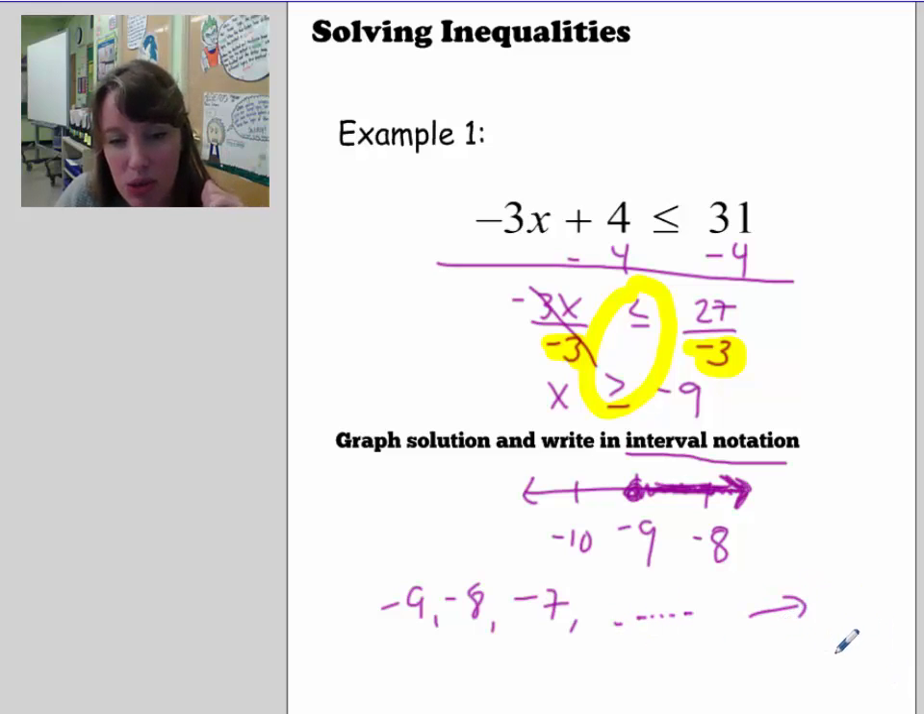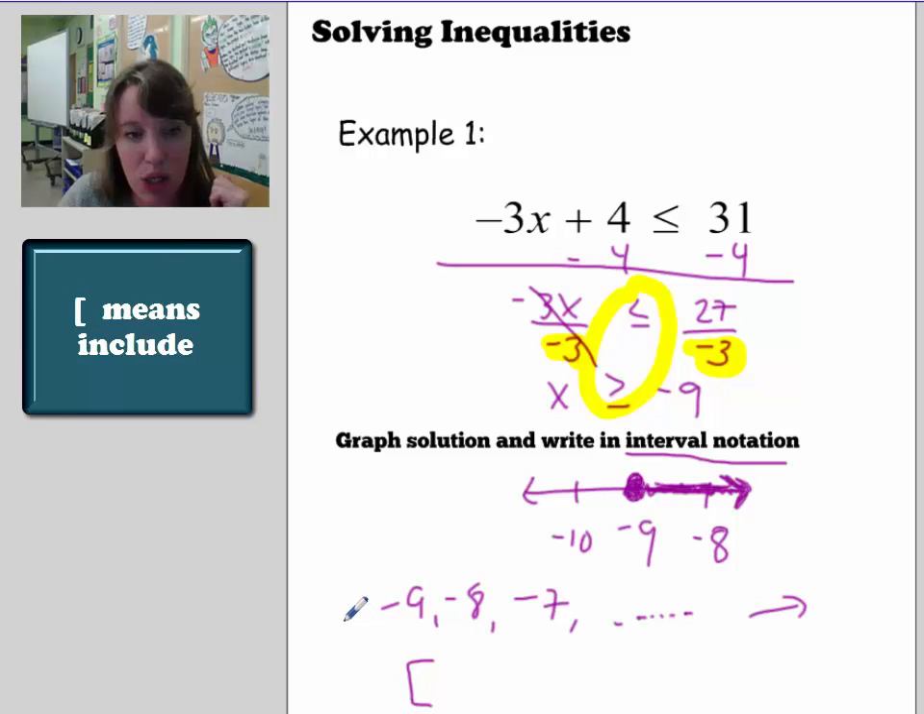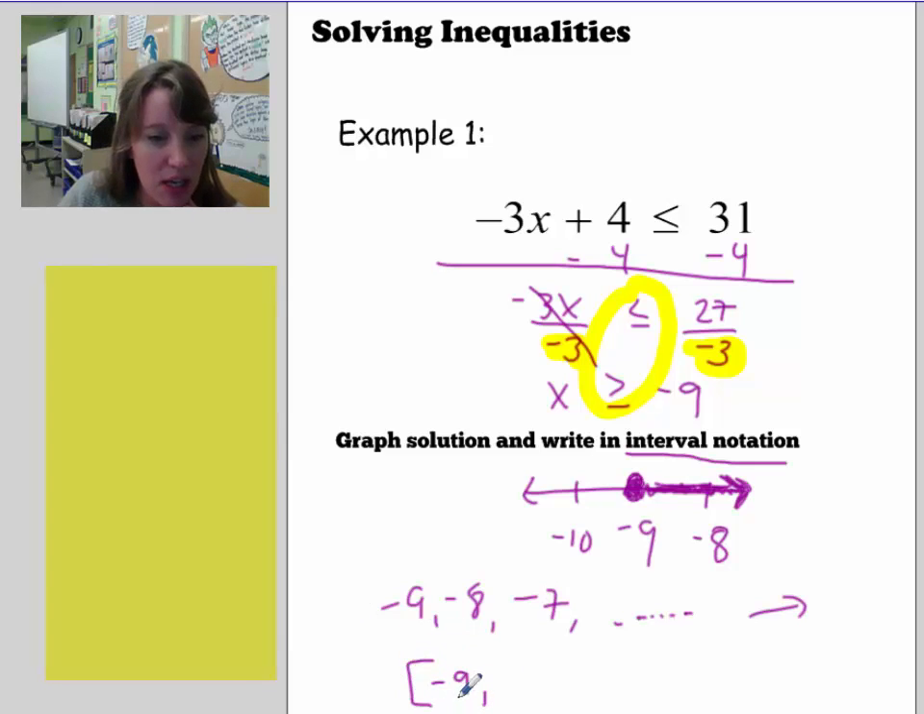So I am going to express this using intervals. Intervals are a way to express ranges. Now, I'm allowed to include -9, so I'm going to use this square bracket here. The square bracket means I'm allowed to include the value. So I have -9, and this is my lower bound. The left number in the interval notation is going to be your lower bound.